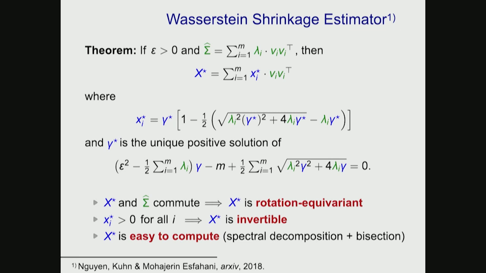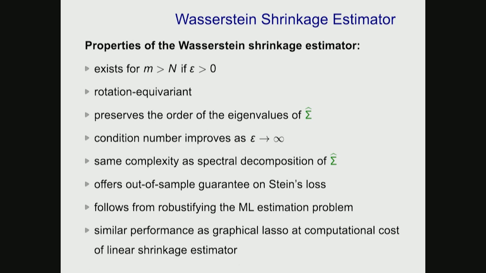We can also prove that all the eigenvalues of our estimator, the X star i's, are positive. That means our estimator is always invertible, even in the high-dimensional regime where n is bigger than the sample size. And the estimator X star is actually extremely easy to compute. The only thing we have to do is compute the spectral decomposition of our sample covariance matrix. And then we have to solve this algebraic equation, which is a scalar equation. This can be done by bisection very efficiently. Because the estimator is obtained by perturbing the sample eigenvalues, this estimator can be interpreted as a nonlinear shrinkage estimator, and that's why we call it the Wasserstein shrinkage estimator. It turns out that this estimator has many good properties.